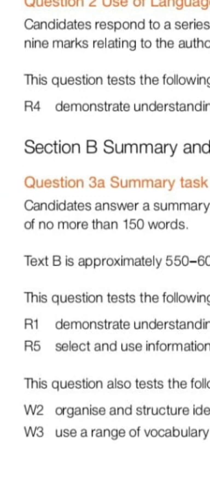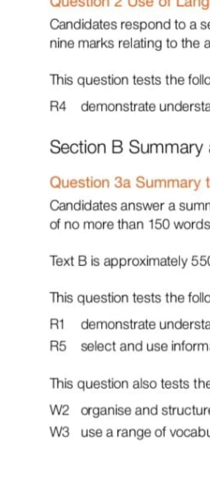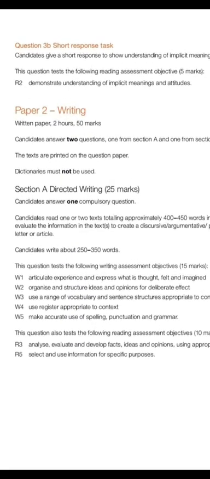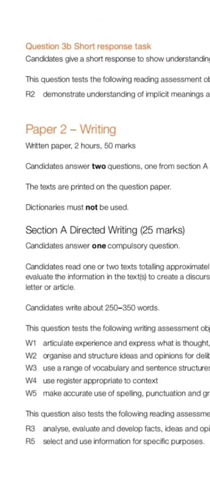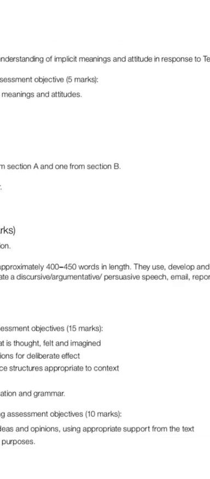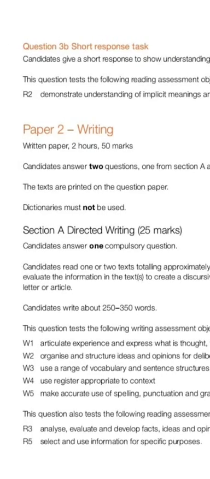Now we are going to talk about question 3b, that is short response. In this video we are just discussing assessment objectives of section B, that is summary writing task and short response. So now we are going to talk about 3b, that is short response. Question number 3b is short response task, and here candidates give a short response to show understanding of implicit meanings and attitudes in response to text B. So short response is basically about implicit meanings.